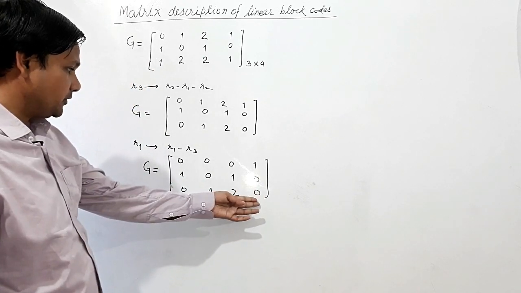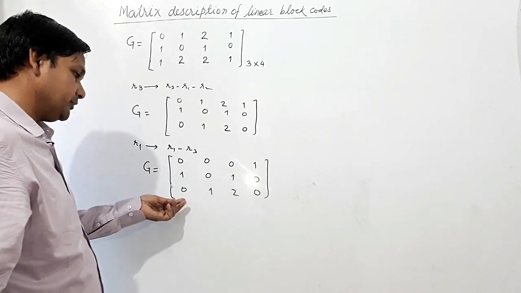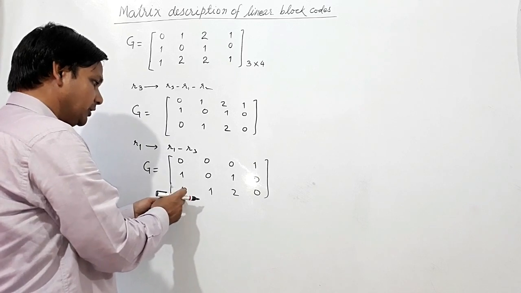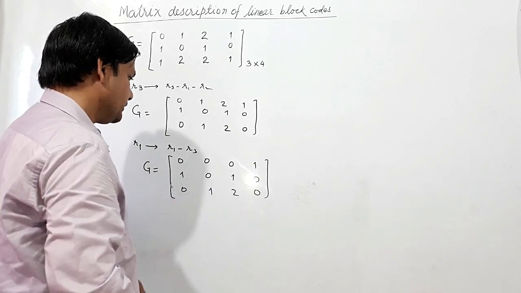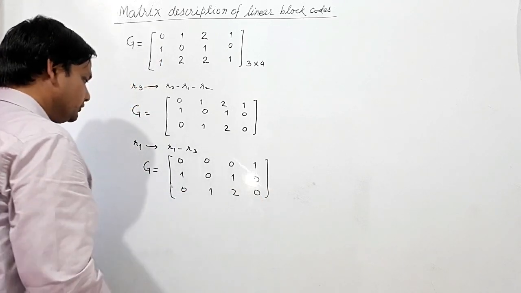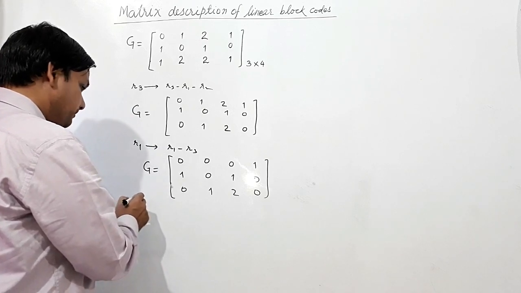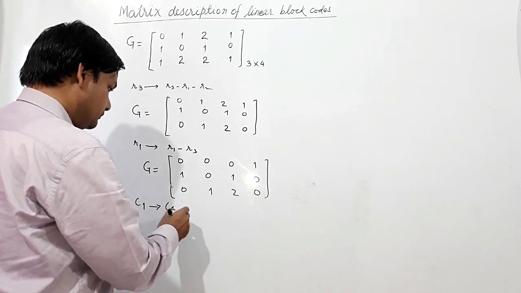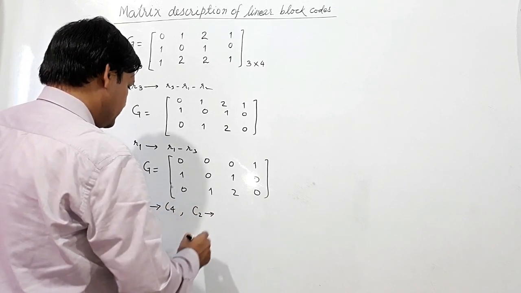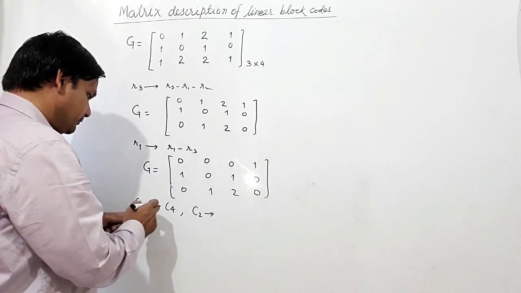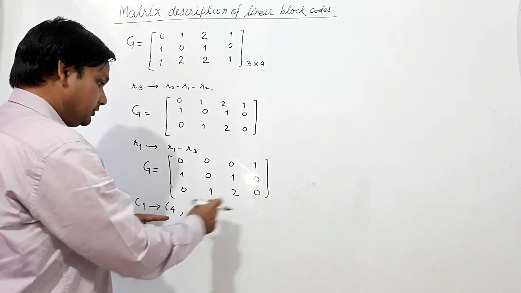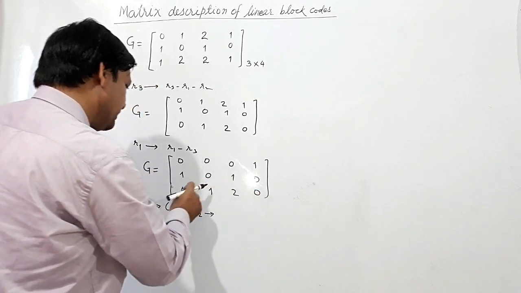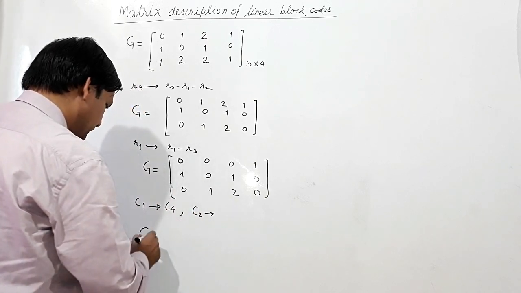You can see here this column can be shifted here. If this is the fourth column, it becomes first column. This first column should become second column. Second column should become third column. And third column should become fourth column. So in this way, I will write here, replace C1 by C4. It means you are replacing C1 by C4. Replacing means you are not copying it here. It means it is not exchanging the places. It is coming here.